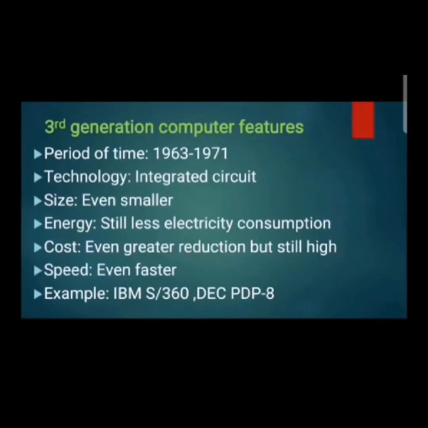Here are the third generation computer features. And what are the features? First one is period of time. And what was the period of time? It was 1963 to 1971. Second one is technology, integrated circuit. Third one is size, even smaller, few meters. Energy, still less electricity consumption, about 10 times more than modern computers. And cost, even greater reduction but still high.